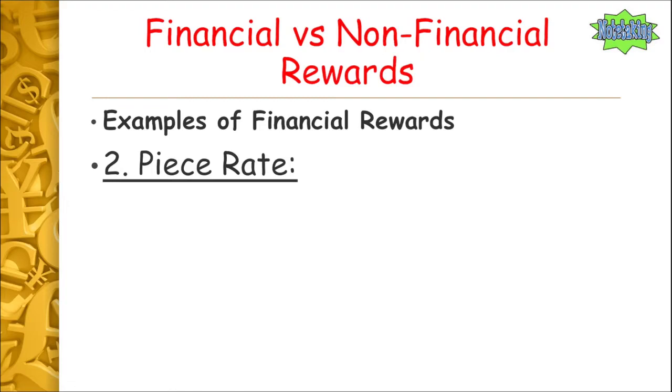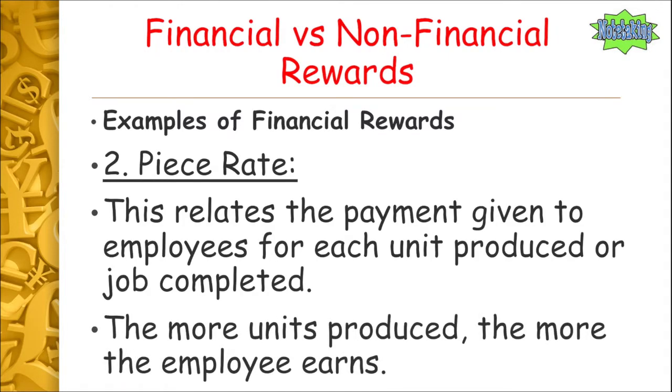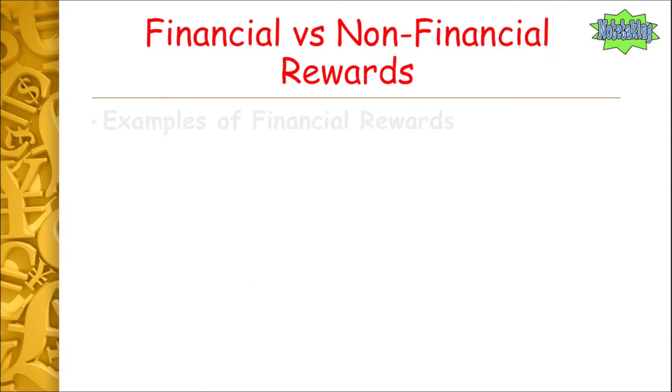Another way is piece rate. This is often what you see for people working, for example, in agriculture and farming. Rates of payment are given to employees for each unit produced or job completed. The more units produced, the more the employee earns. So say, for example, if you're a strawberry picker, you might be paid for every strawberry you pick, or if you're an apple picker, for every apple you pick. You get what I mean.